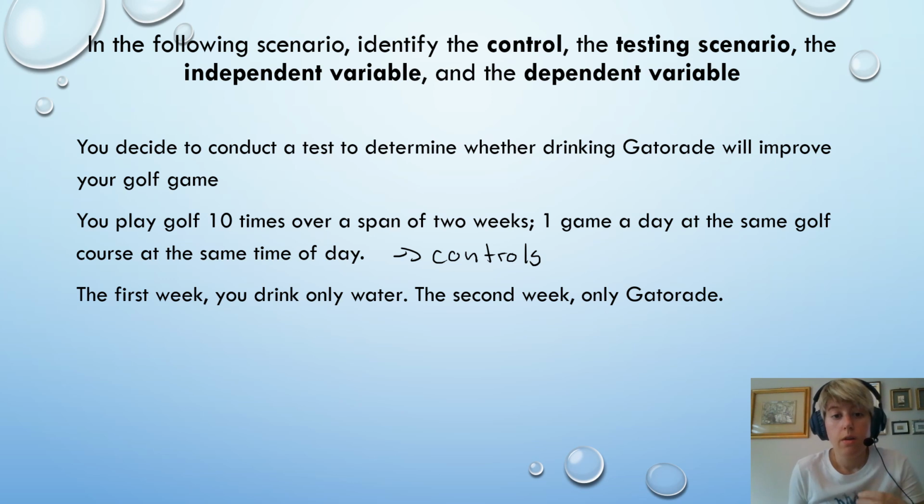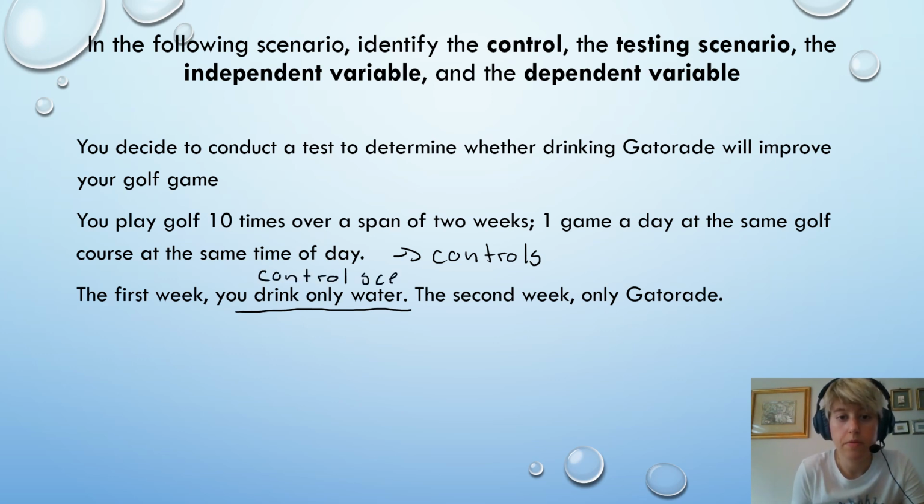The first week, we only drink water. So only drinking water would, again, be the control scenario. The second week, only drinking Gatorade, well then Gatorade right here is our independent variable.